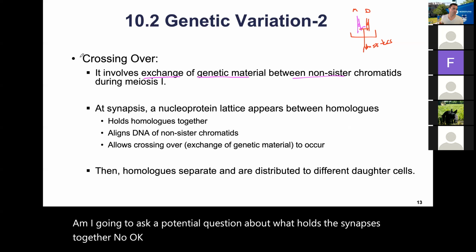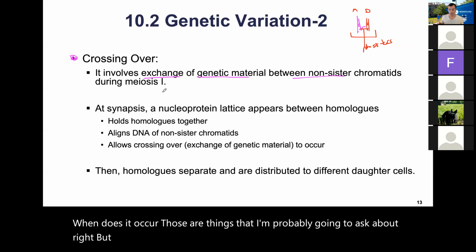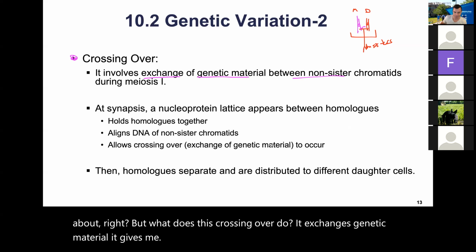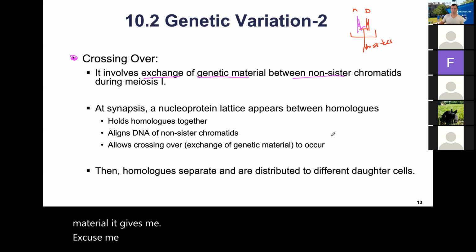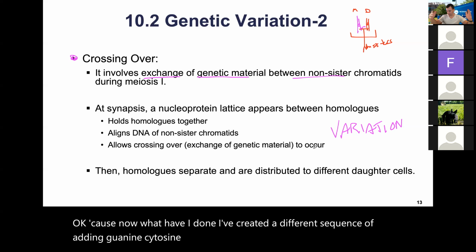Being able to describe crossing over, okay? When does it occur? Those are things that I'm probably going to ask about, all right? But what does this crossing over do? It exchanges genetic material. It gives me variation, okay? Because now what have I done? I've created a different sequence of adenine, guanine, cytosines, and thymines, right? Those nucleotides within the DNA structure.